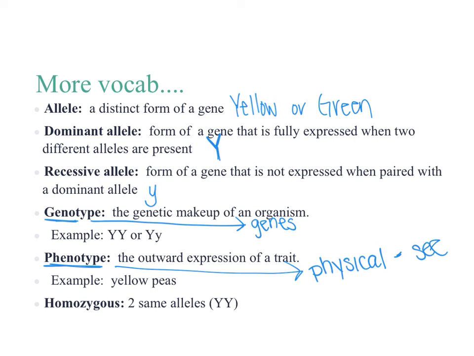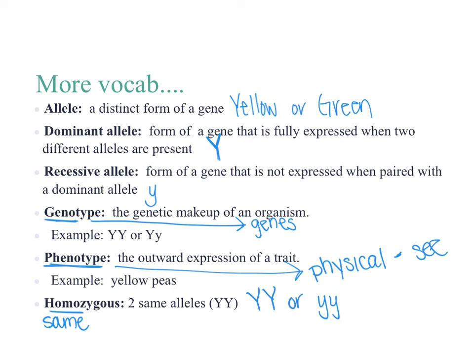And then finally, since we're going to look at organisms with 2 alleles, we have words to describe whether or not the alleles are same or different. So 2 same alleles are going to be called homozygous. Okay. So homo means same. So 2 same alleles. So that could be capital Y, capital Y. Or in the case of the green peas, it could be lowercase y, lowercase y. Okay. So homozygous means same.